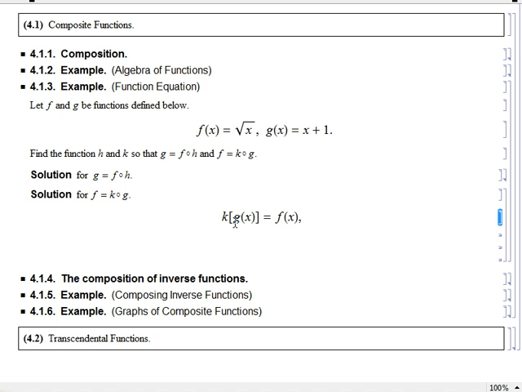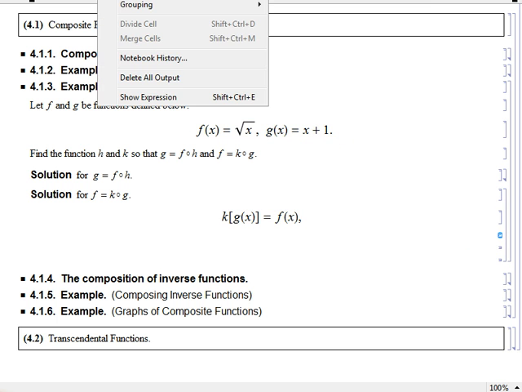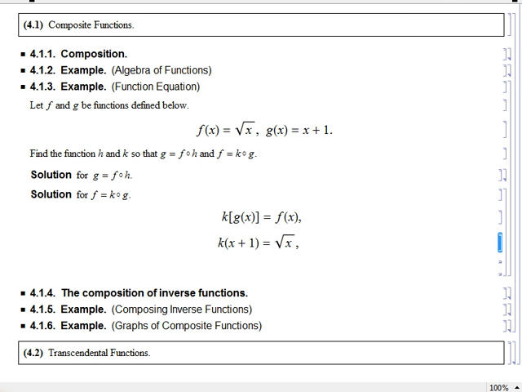And then let's do some translation here. F of x on the right-hand side is easy to handle. That's going to be substituted by square root of x. What about K of G of x? G of x is equal to x plus 1, so I'm going to get x plus 1 in place of that G of x. Consequently, we get that.